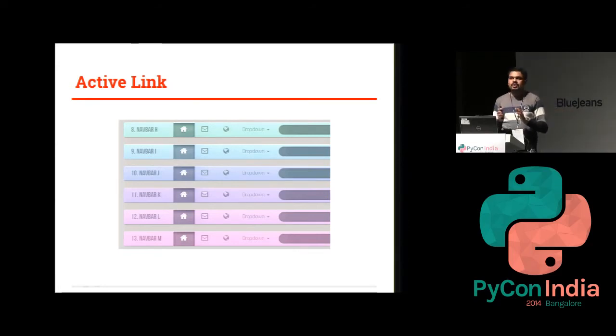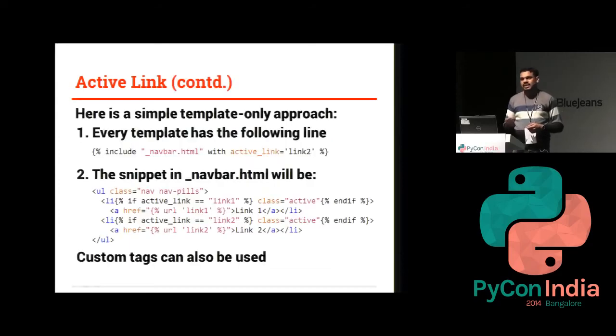But how do we implement this in Django? There are surprisingly a lot of ways to do this, including custom tags. But a very simple way to do this just using templates is to use the include syntax. So you have something called the include and a snippet. Here nav underscore is the naming convention that some people use for snippets. _navbar.html is there, and you just mention what active link is being used. Here we are on the second link, so we call active_link and set it to a value of link2.